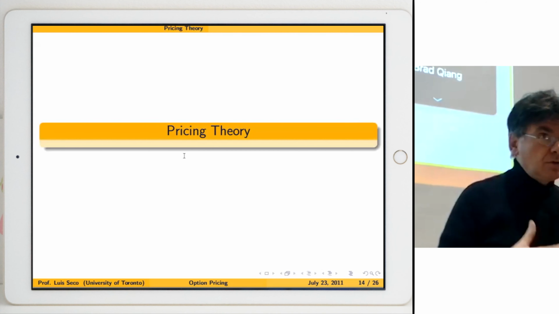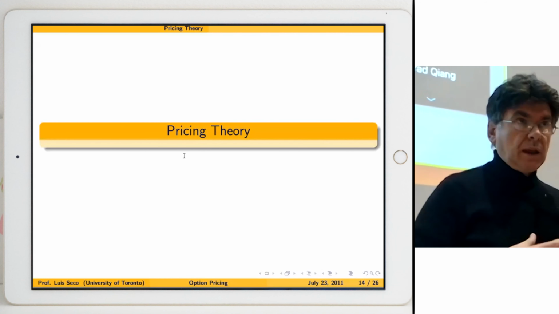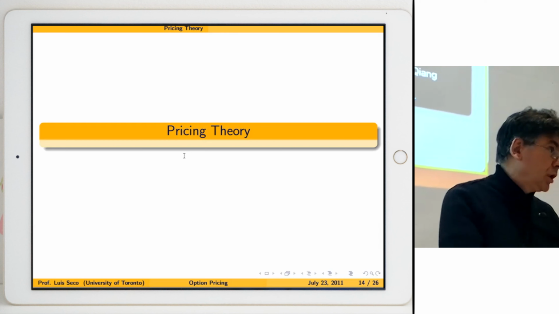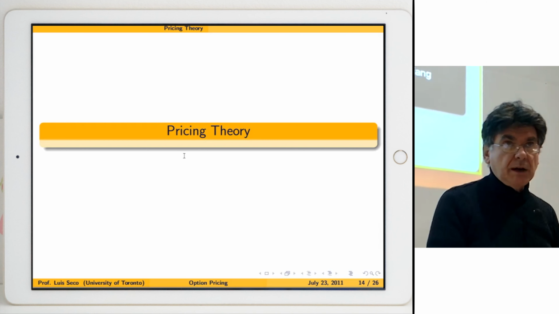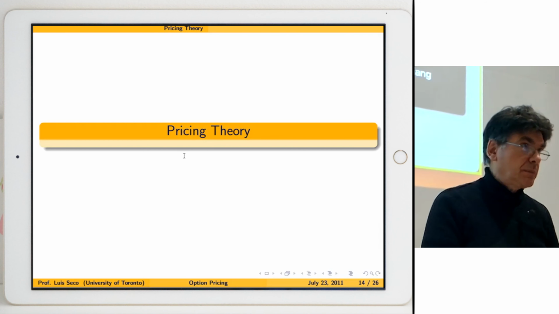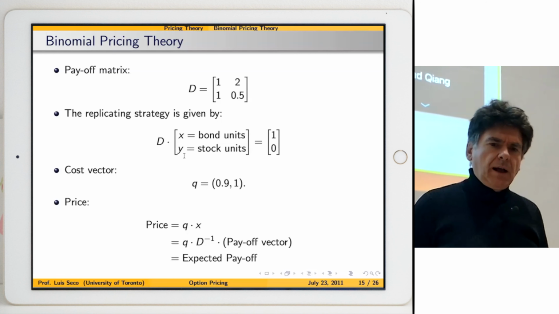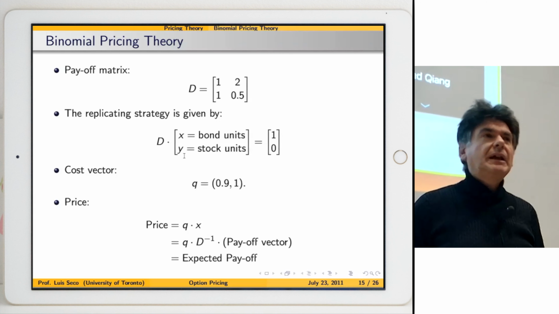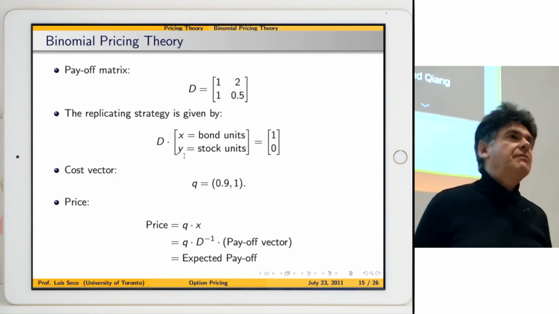But I want to develop the fundamental theorem of asset pricing in the case of a single period finance, so only one period, no trading halfway through. We want to deal with incomplete markets also in the context of one period finance. And what we're going to do is introduce some terminology, the same thing we saw earlier, but now everything written in matrix form.